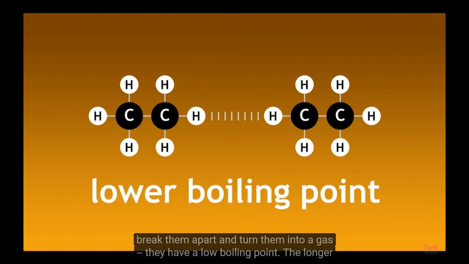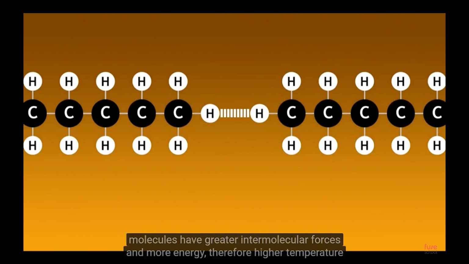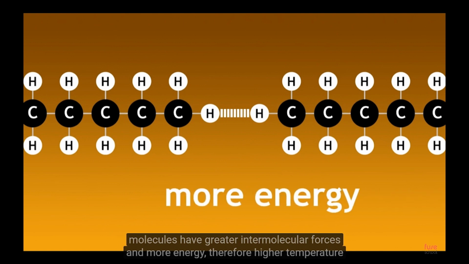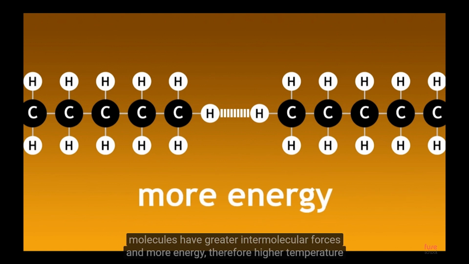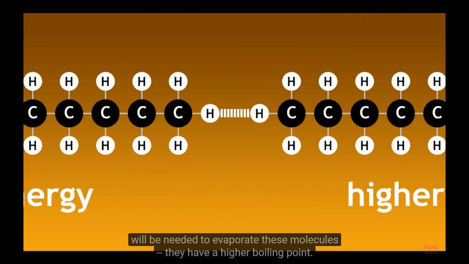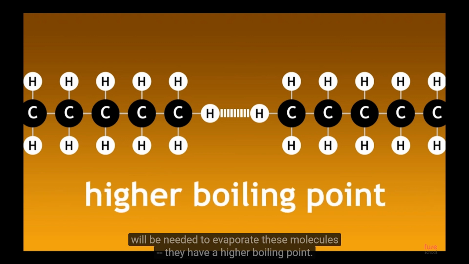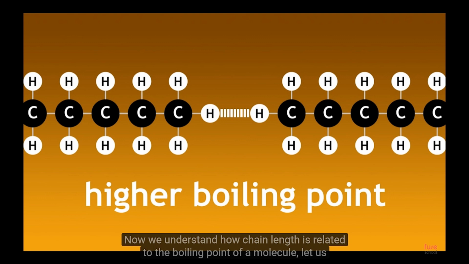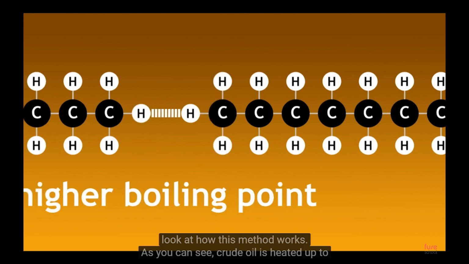They have a lower boiling point. The longer molecules have greater intermolecular forces. More energy is required, a higher temperature will be needed to evaporate these molecules. They have a higher boiling point. Now we understand how chain length is related to the boiling point of a molecule. Let us look at how this method works.